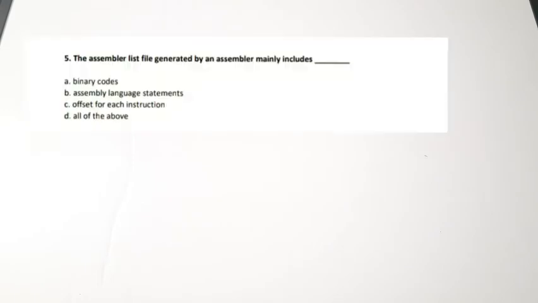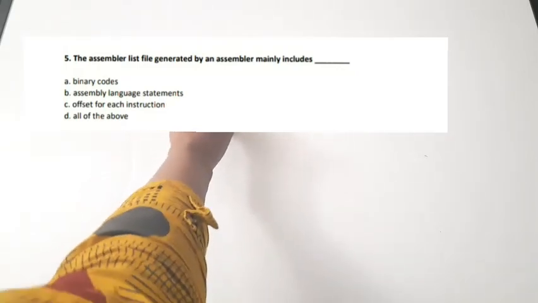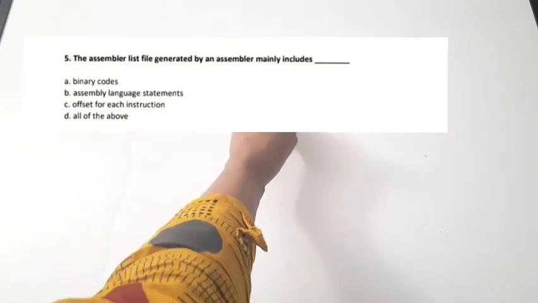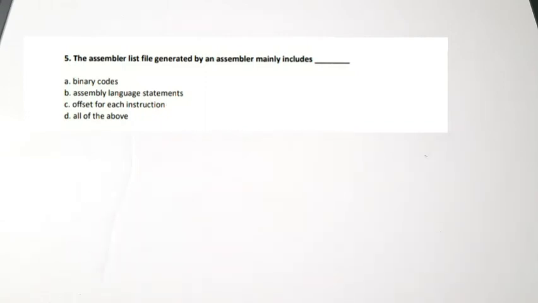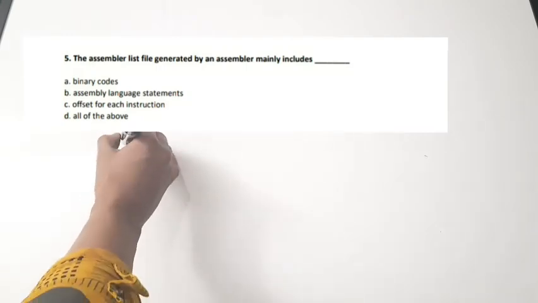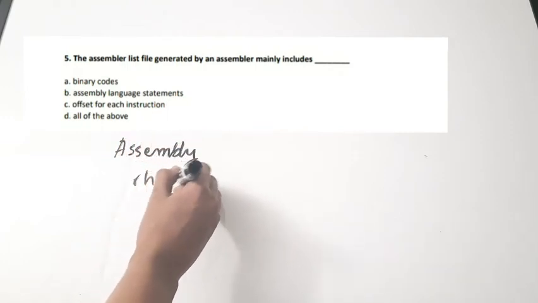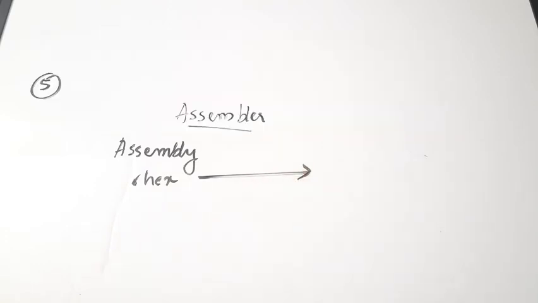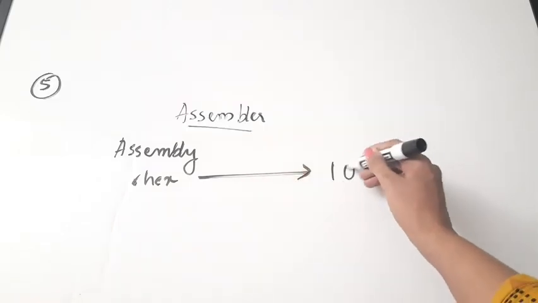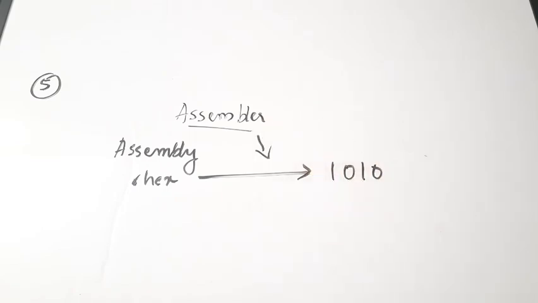Okay, fifth question. The assembler list file generated by the assembler. There is a list file generated by the assembler. So before seeing the list file, what is an assembler? We all know that processors can process only machine language, that is ones and zeros. But sometimes you'll be writing the code in assembly language, like .hex files. In order to convert these into machine code, that is ones and zeros, we require an assembler.